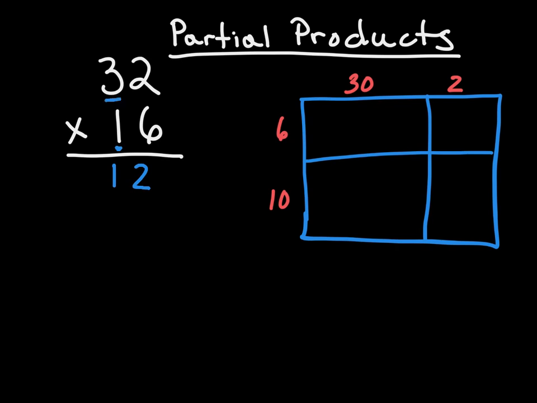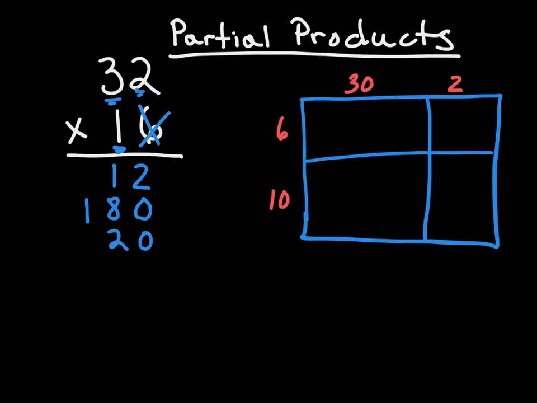Then we go to this 3. That's not a 3, that's a 30. So it's 30 times 6 is 180. Now we're done with the 6 and we can cross it out. Now we have to go multiply everything by this 1. But that's not a 1, that's a 10. So we're going to do 10 times 2 is 20.